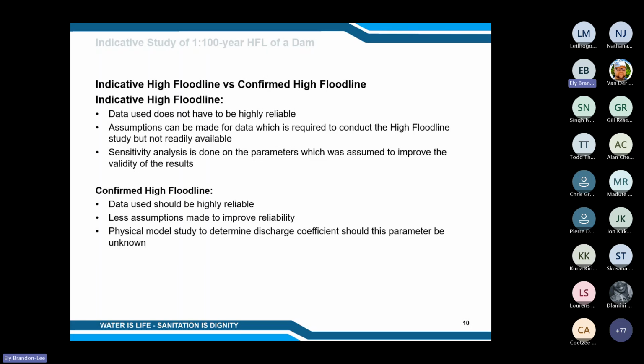For a confirmed high floodline, fewer assumptions are made and more accurate data is used to perform the hydraulic calculations and modeling. For example, if you have to do a high floodline for a dam and the discharge coefficient of the dam spillway is unknown, you will have to do a physical model study of the dam to help determine this parameter more accurately. Whereas with the indicative high floodline, you will assume a lower and upper bound for this parameter and then do a sensitivity analysis on this assumption to test the correctness of this assumption.